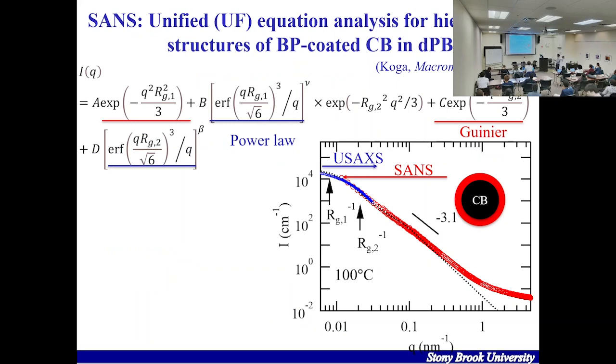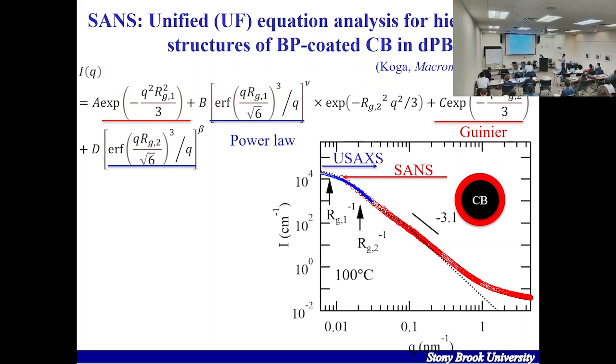So this one is again here. Our system is carbon black, outside is the H polymer, and this one is the DPB polymer. So this is the SANS data. I won't go into detail here, but we have to characterize the structure first.